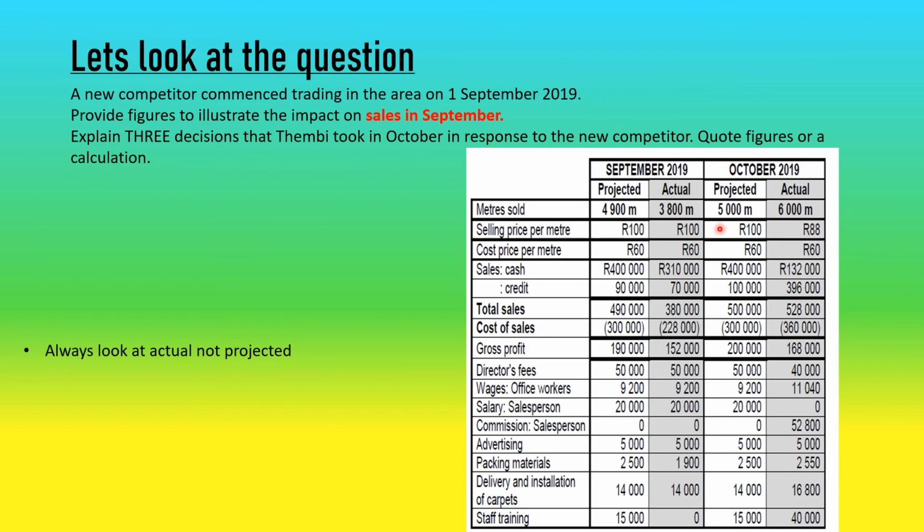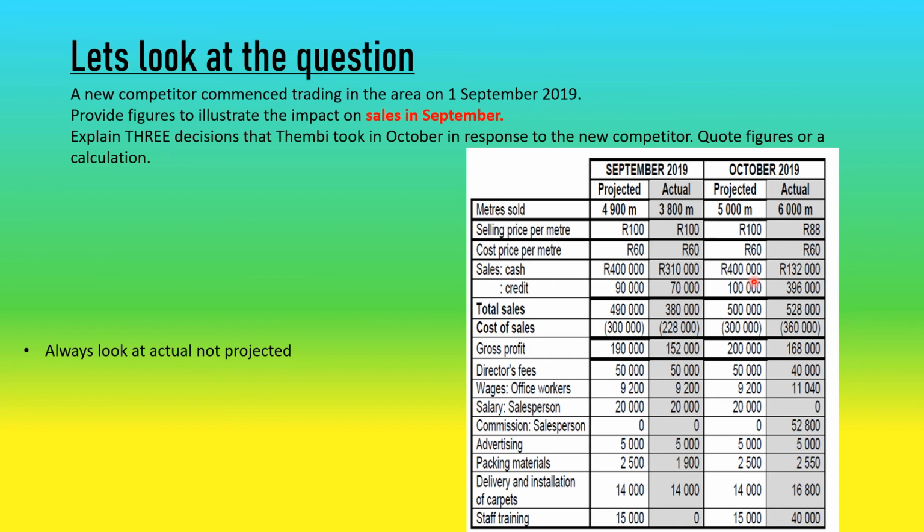You'll see that in October your price was 100 Rand that was projected, but what did you sell it for? 88 Rand. That is a new trick, right? So Tembe wants to make sure that he is selling for a lower price than his competitor, because that's the only way he'll retain and attract new customers. So you've got 88 Rand, that's what he actually sold for.